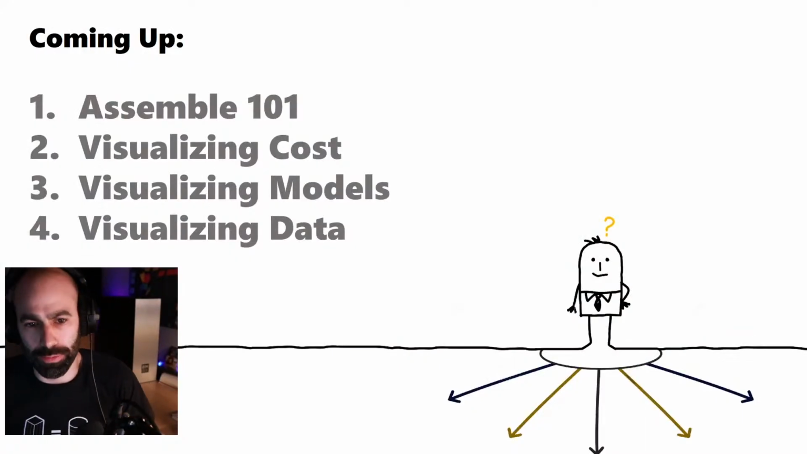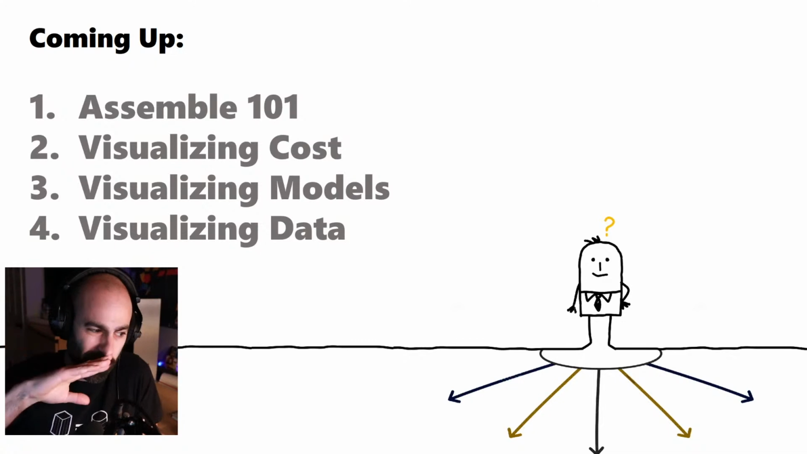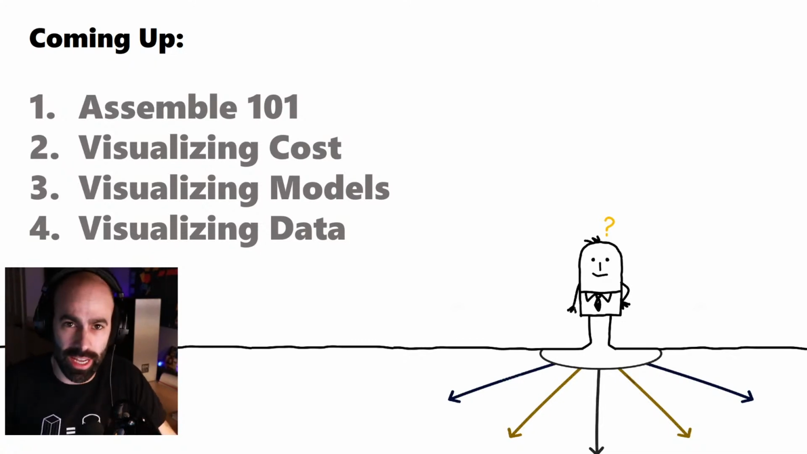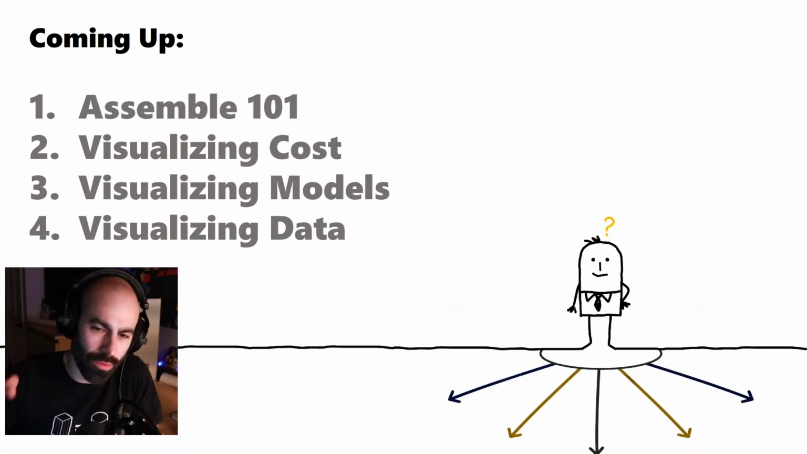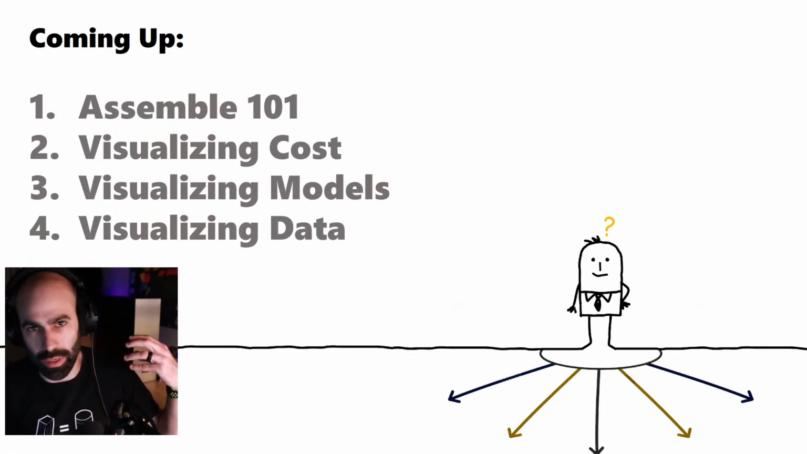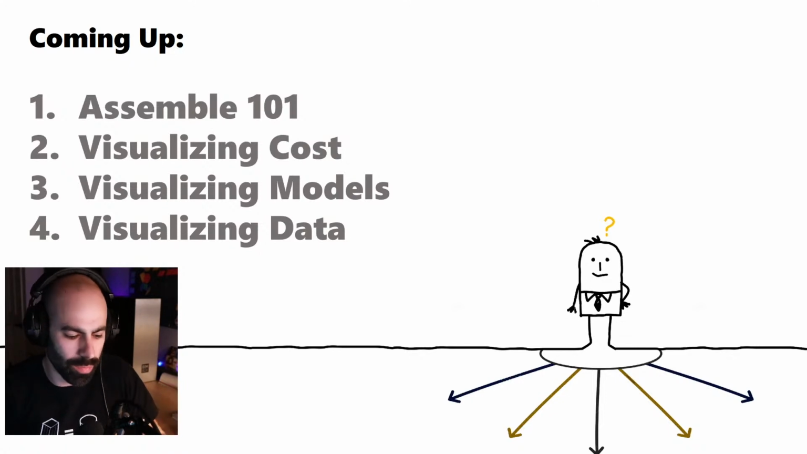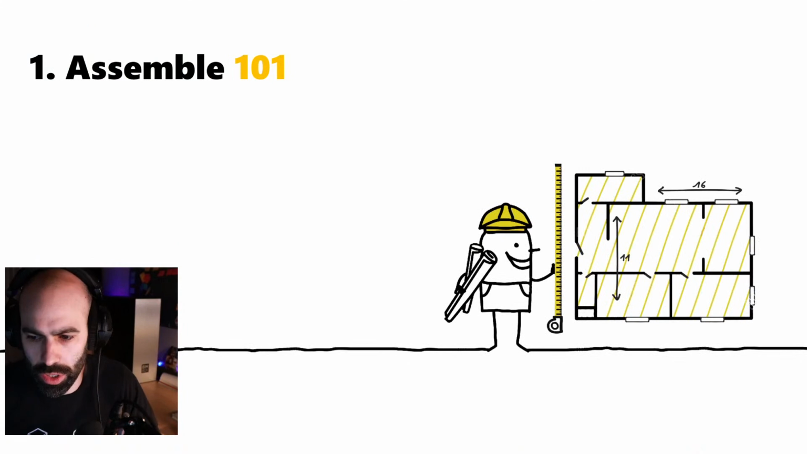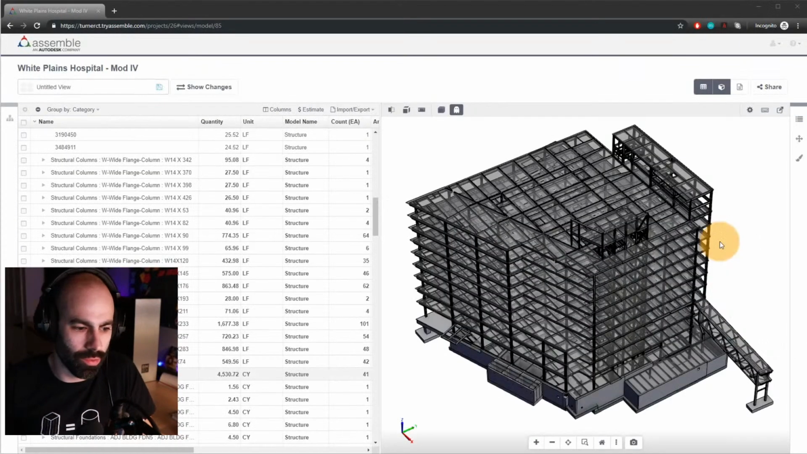Why not? So this is kind of how I wanted to structure our discussion and demonstration today: giving you an overview of what Assemble is, and then running down the 3 main pieces that I pull out of Assemble, and that's cost, models, and data, keeping it around this global idea of visualizing it, because obviously everything we do is visual, it's model based, and we can utilize it in that sense. So a little overview of Assemble. Let's just roll through that real quick.